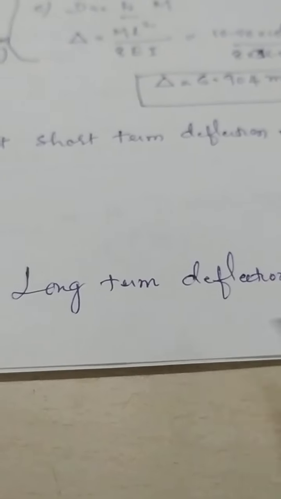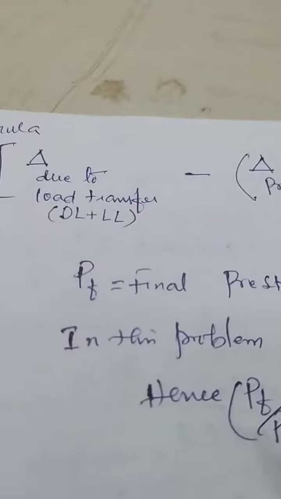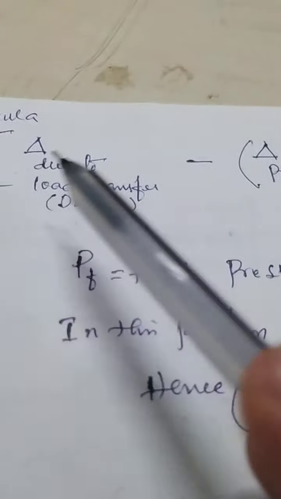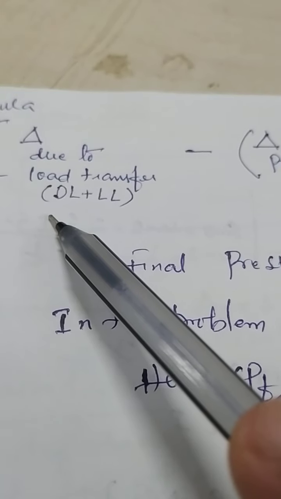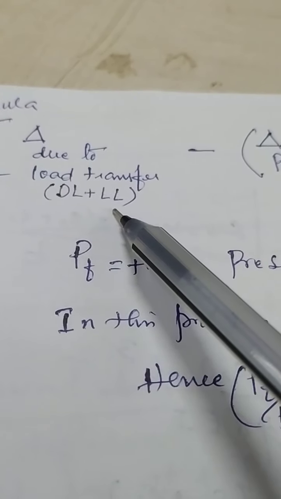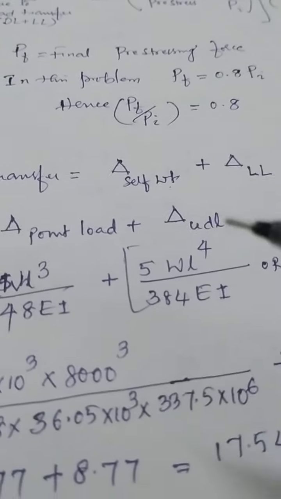Then come to long-term deflection, considering loss is 20%. Use Lin's formula. Now we want deflection due to live load. Dead load is already in there. We can use that one. Due to live load, how much is the deflection? Let us calculate first.